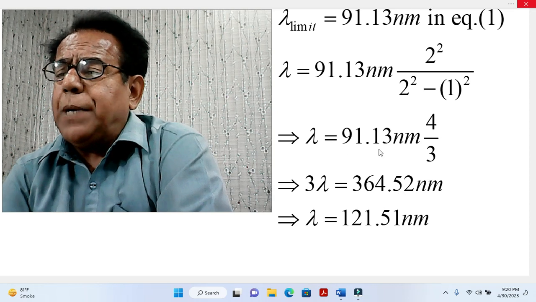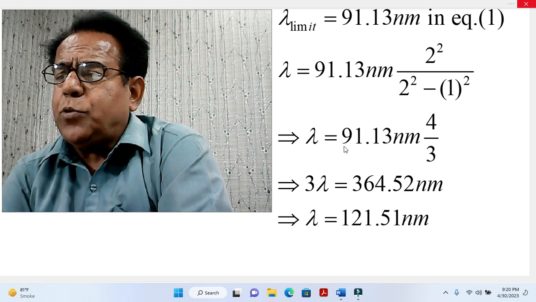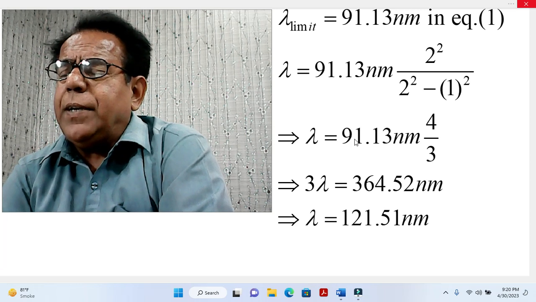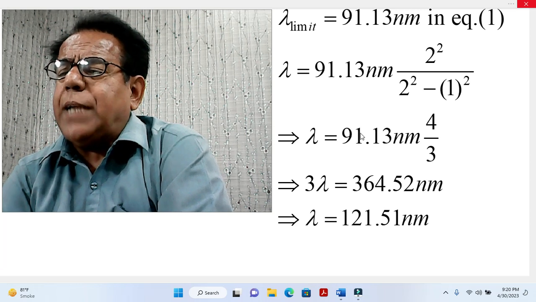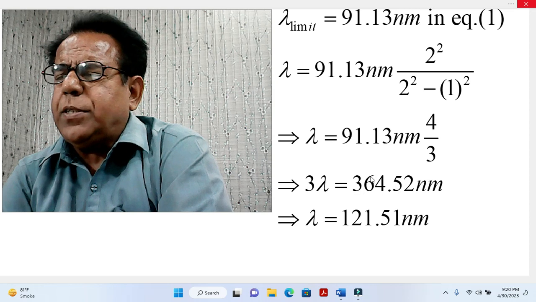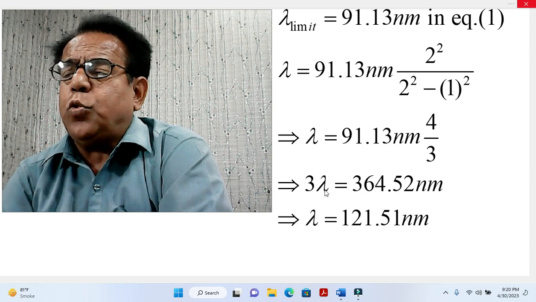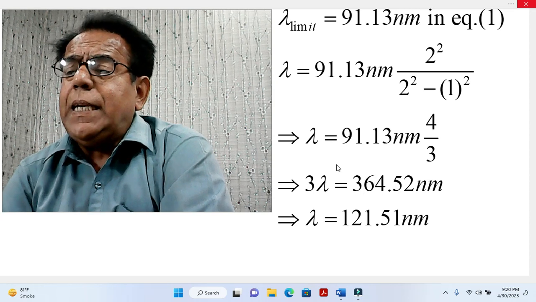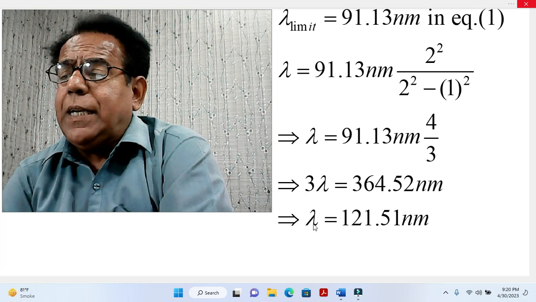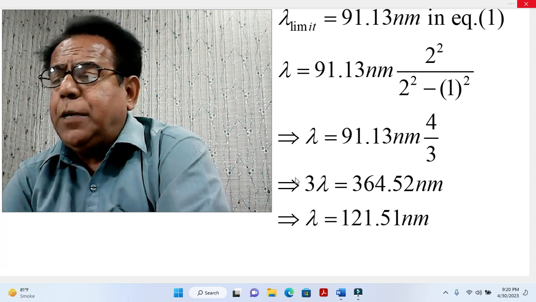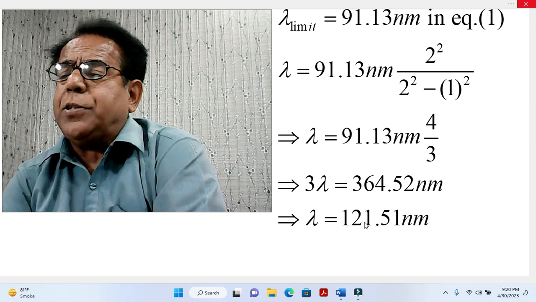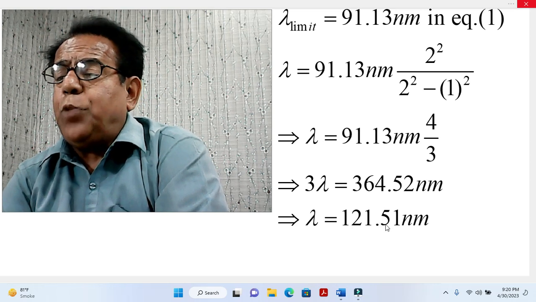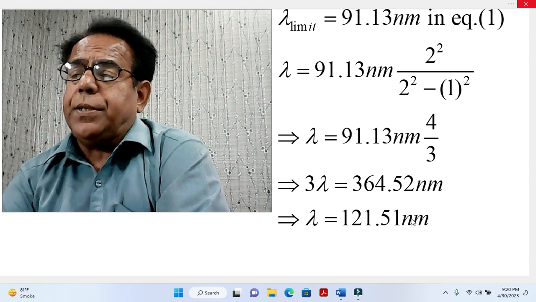How has this figure come? 4 has been multiplied with this, and 4 times 91 is almost equal to this 364. So when 3 lambda is equal to this, then 1 lambda will be equal to this divided by 3. So lambda becomes equal to 121.51 nanometer.